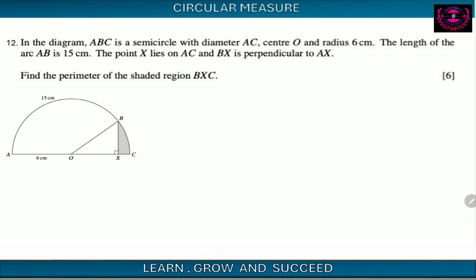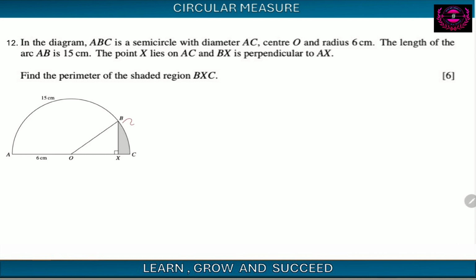Read question number 12. In the diagram, ABC is a semicircle, which is clearly seen, and diameter is AC. Center O and radius 6 centimeter. The length of the arc AB is 15 centimeters. The point X lies on AC, and BX is perpendicular to AX. Find the perimeter of the shaded region BXC.